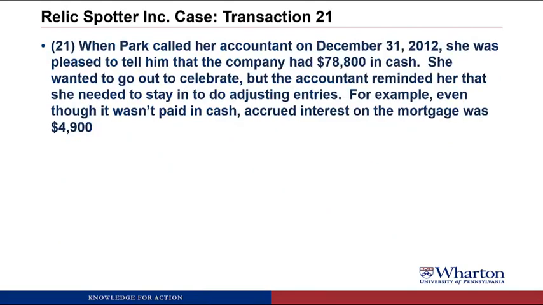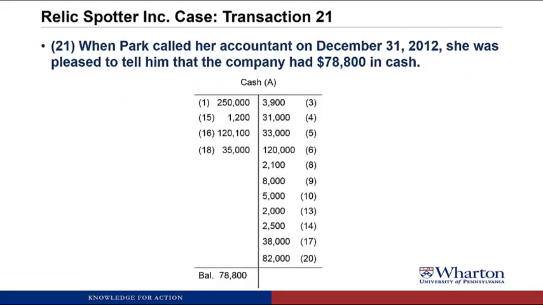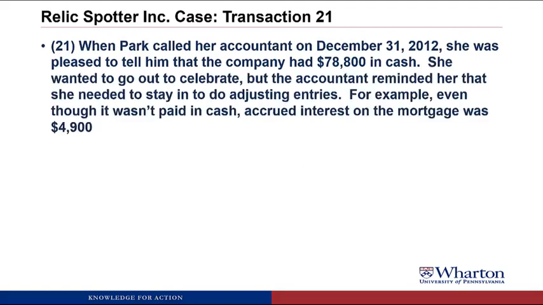Transaction 21. When Park called her accountant on December 31st, 2012, she was pleased to tell him that the company had $78,800 in cash. By the way, if we pull up the cash T account, add up the debits and all the credits, you could see that the balance is $78,800. That's not going to change because all of these adjusting entries will not involve cash. Anyway, back to the transaction.